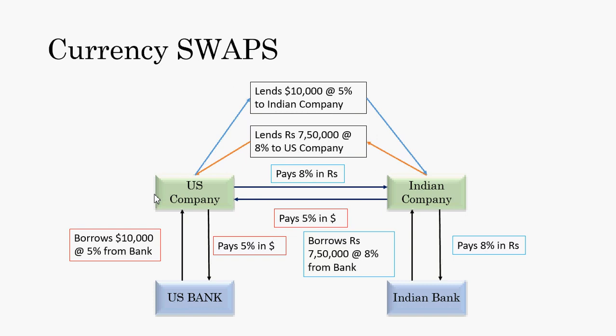So here what is actually happening is the exchange rate is being fixed at 75 rupees per dollar for the whole length of the transaction. So any fluctuations in the exchange rate is mitigated by this particular transaction. So this is how typically a currency swap works.